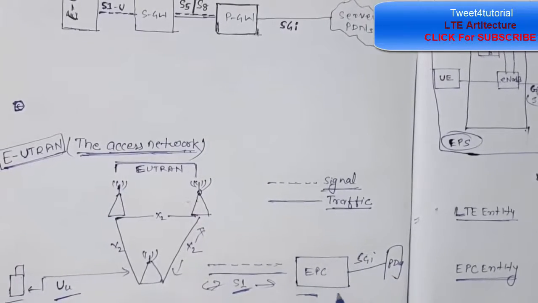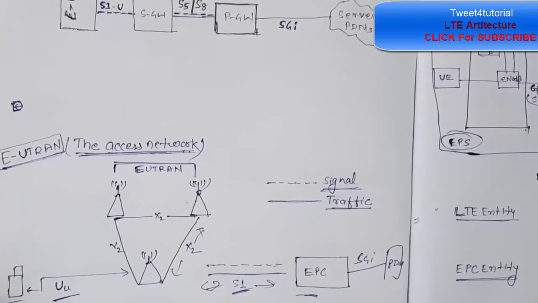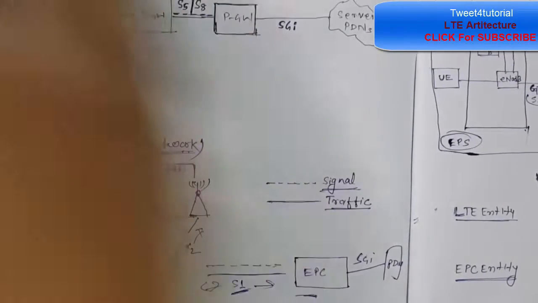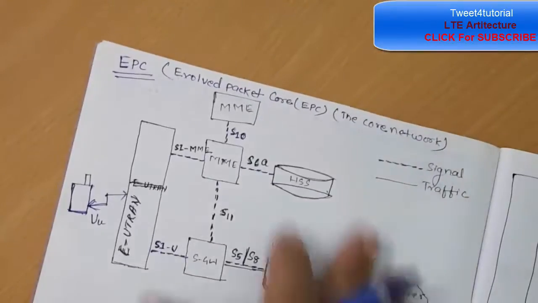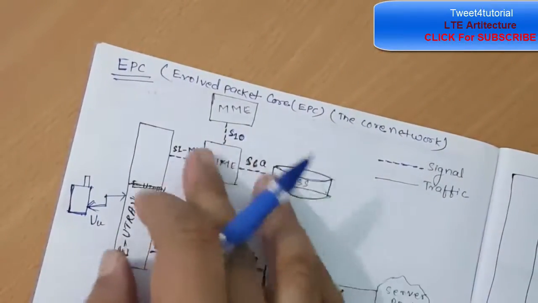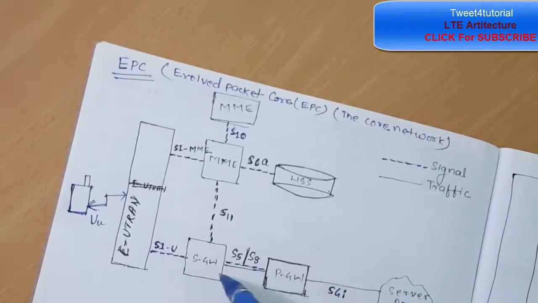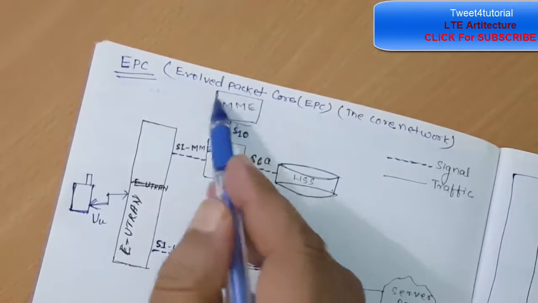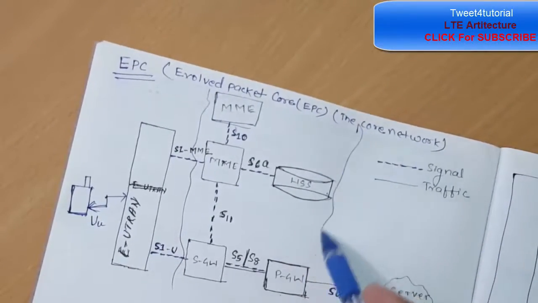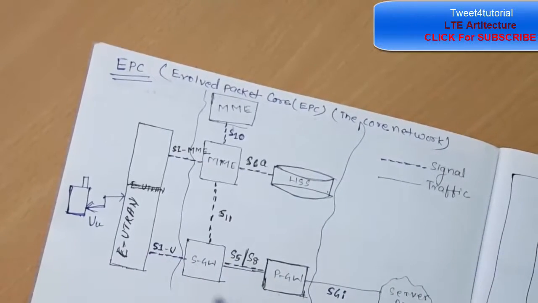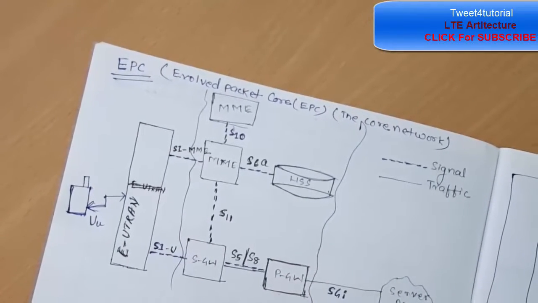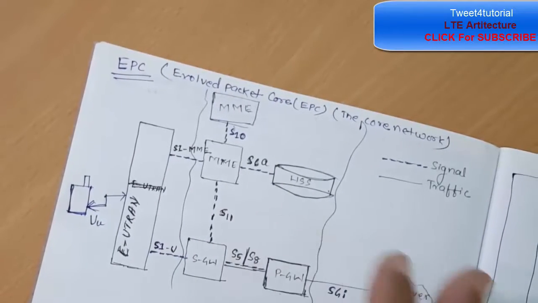Now the EPC core network, which contains the following types of elements. The EPC contains some important functional parts: MME, serving gateway, HSS, and PDN gateway. E-UTRAN is connected to this part. This part is called the EPC, Evolved Packet Core Network.